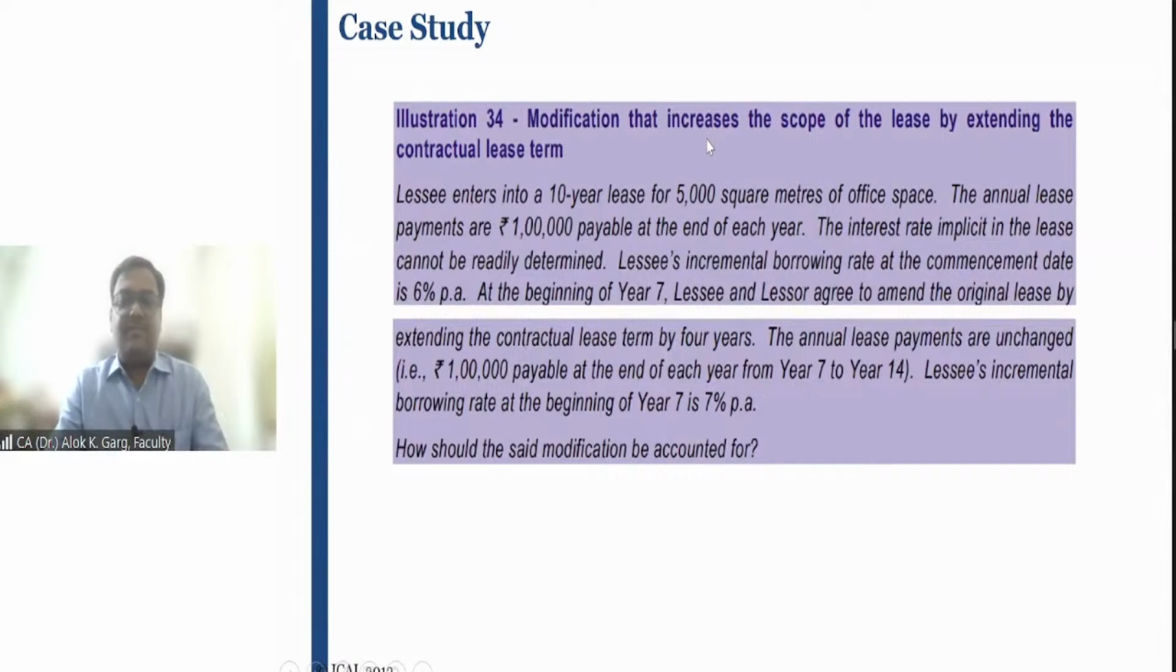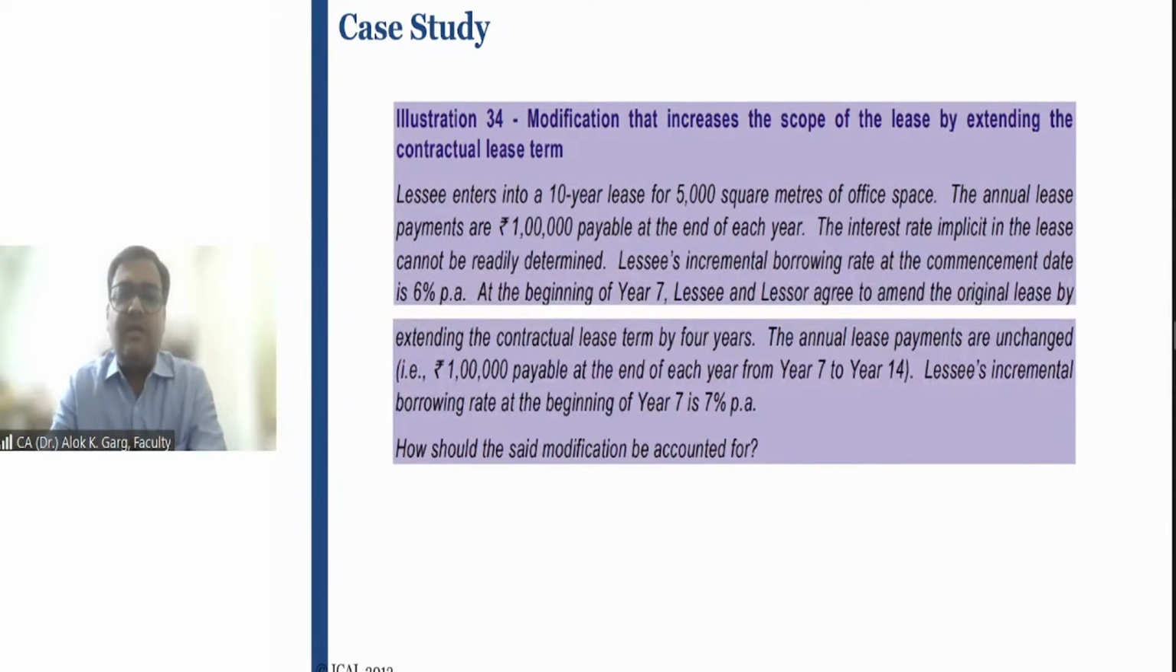case study. Illustration number 34. After this illustration, things will be very much clear to you guys. So we will discuss this illustration and understand the concept on the Excel file. Illustration number 34. After solving this illustration, things will be very much clear to you guys. Don't worry about that.